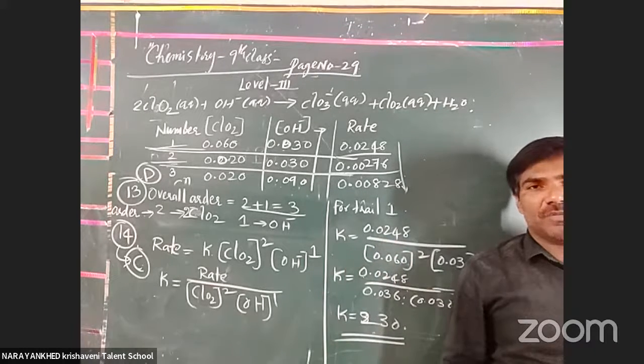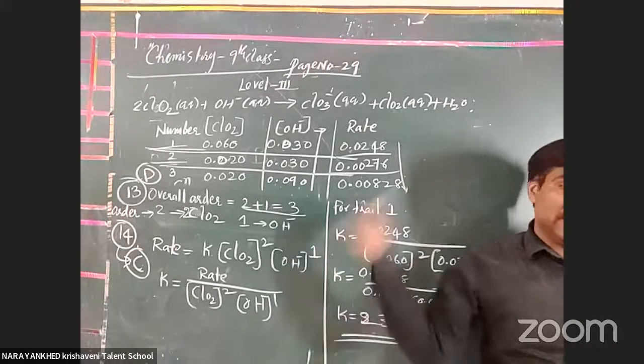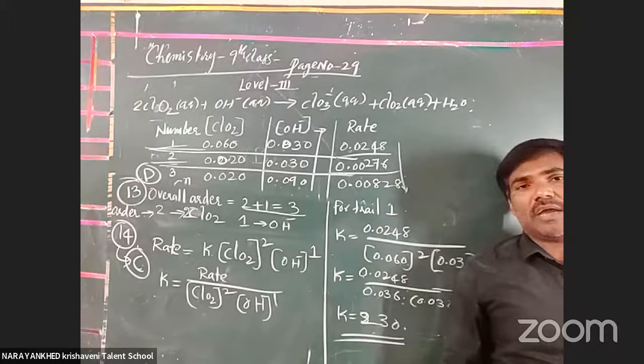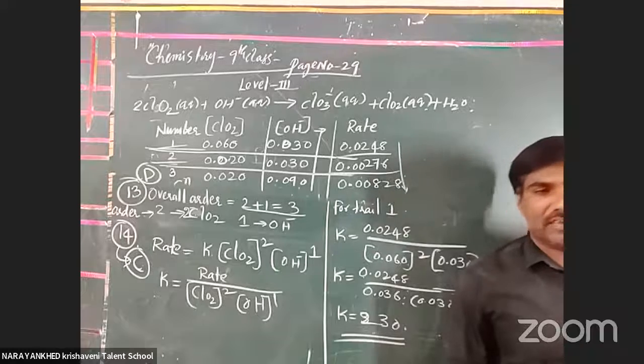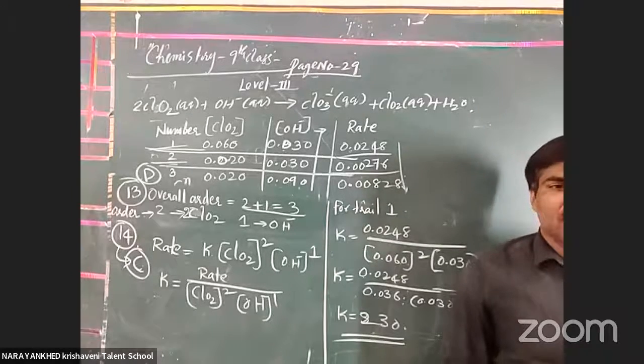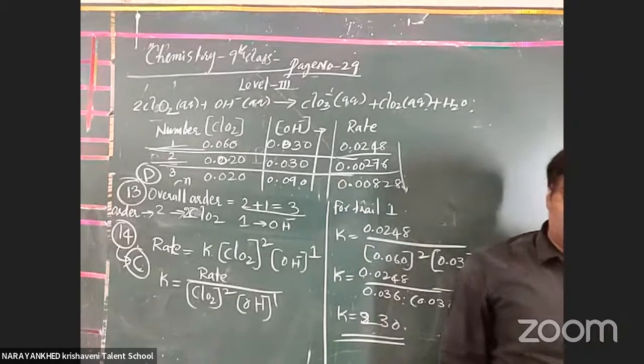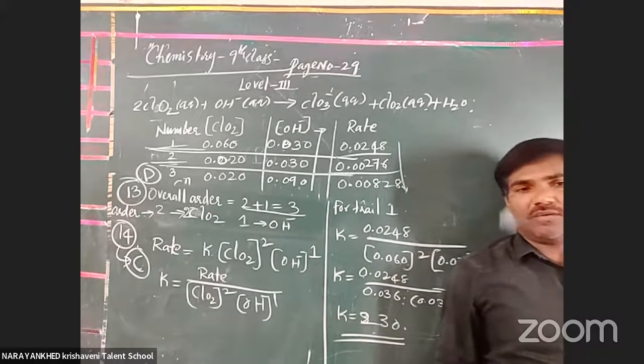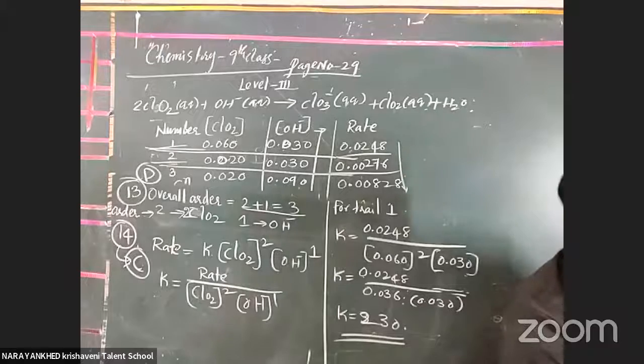R is equal to C to the power of n. That gives the order n. Clear or not? In this way you have to calculate the orders, the molecularities, and the rate constant. This is only our first unit.